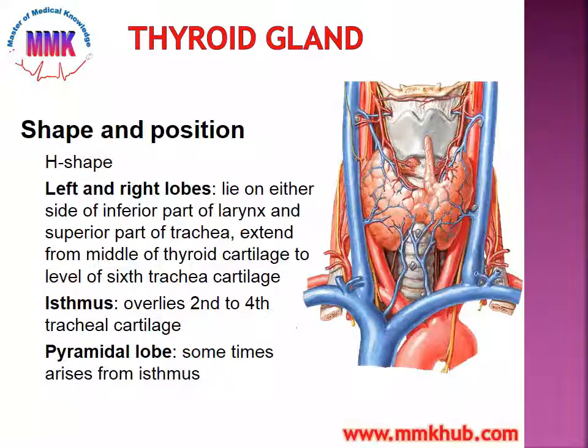Thyroid gland is an H-shaped gland in front of the neck. It has left and right lobes which lie on either side of the inferior part of larynx and superior part of the trachea. It extends from the middle of the thyroid cartilage to the level of the sixth tracheal cartilage, while the isthmus overlies second to fourth tracheal rings. Pyramidal lobe is sometimes present, and in cases in which it is present, it arises from the isthmus.